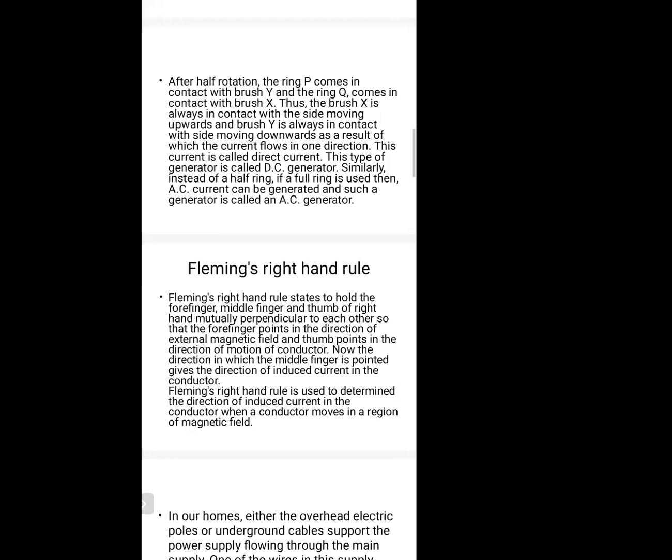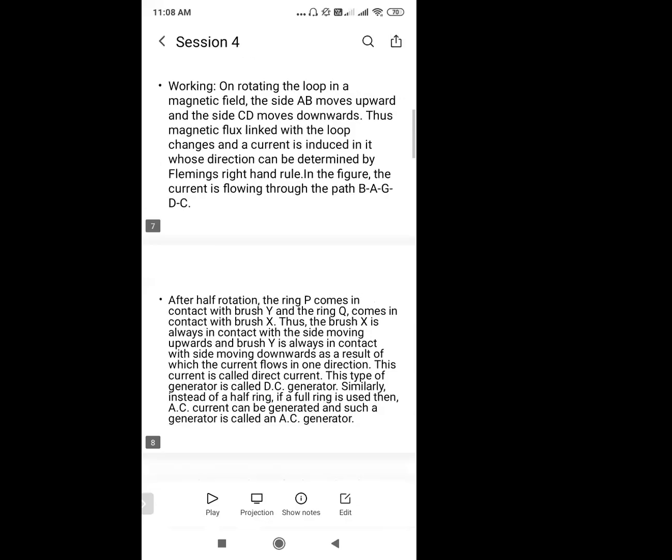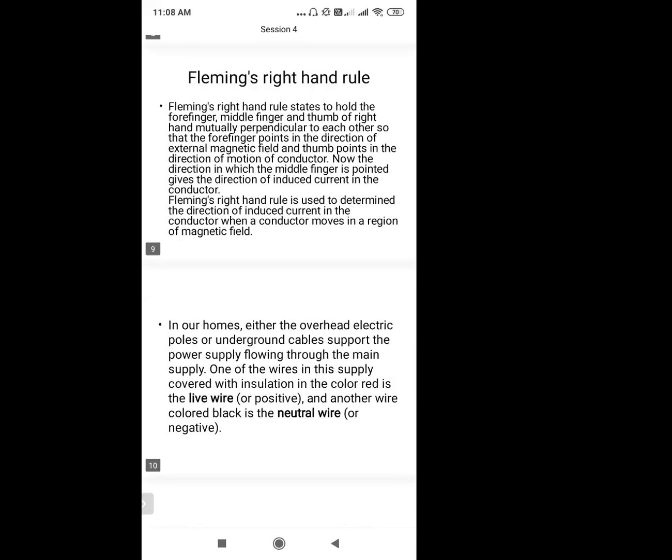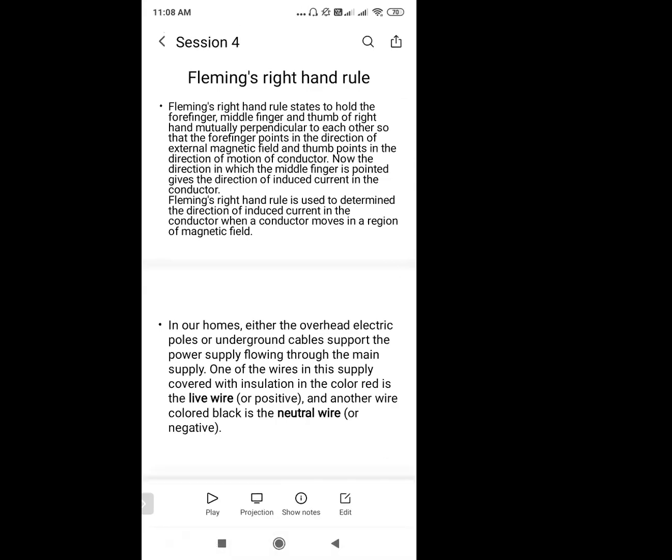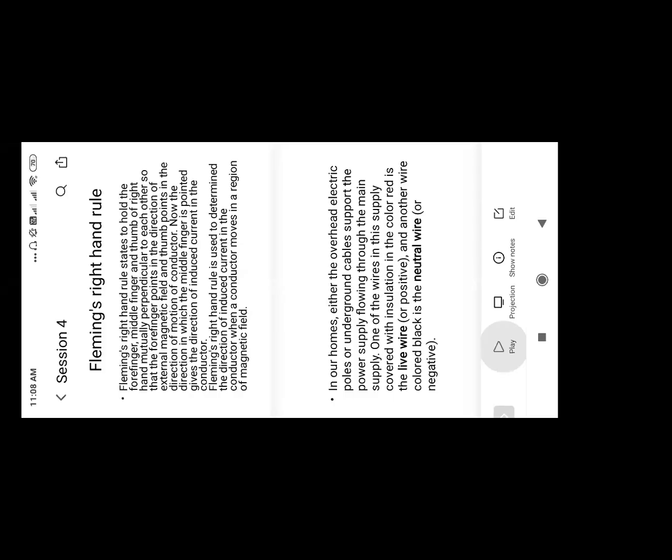So today we have completed AC generator and Fleming's right hand rule. Now we are going to learn about domestic wiring, how wiring connection is done at our homes. So in our homes, either the overhead electric poles or underground cables support the power supply flowing through the main supply. And how many wires are there? Have you seen?